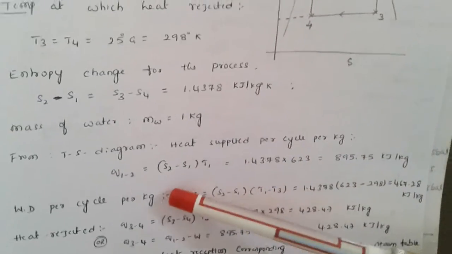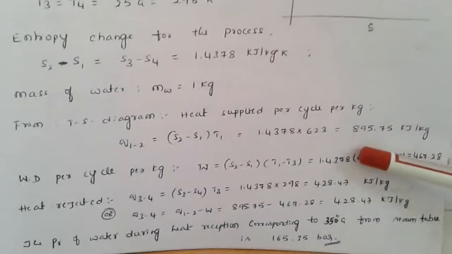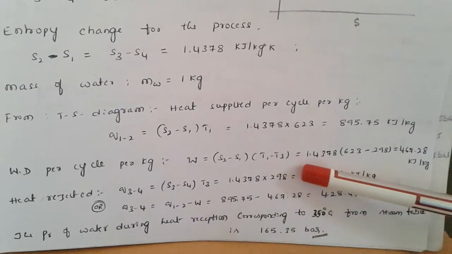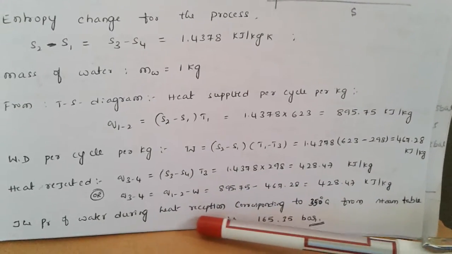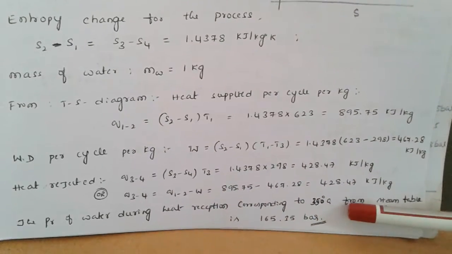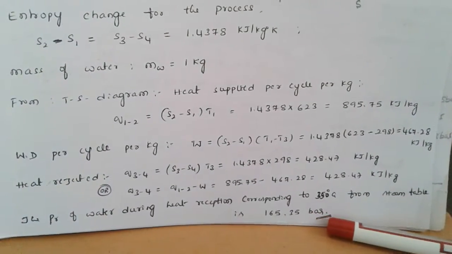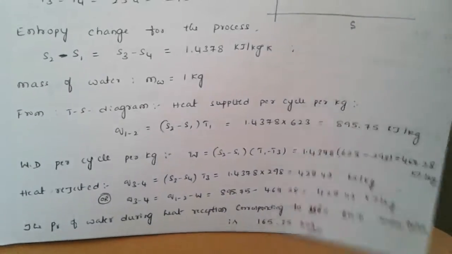Then the heat addition process, T1 into (S2 minus S1), becomes 895. Then work done is equal to (S2 minus S1) times (T1 minus T3), and it becomes like this. Then for heat rejection, and for the corresponding 350 degrees centigrade, from the steam table the corresponding pressure is 165.35 bar. This is a very simple problem on the Carnot cycle.